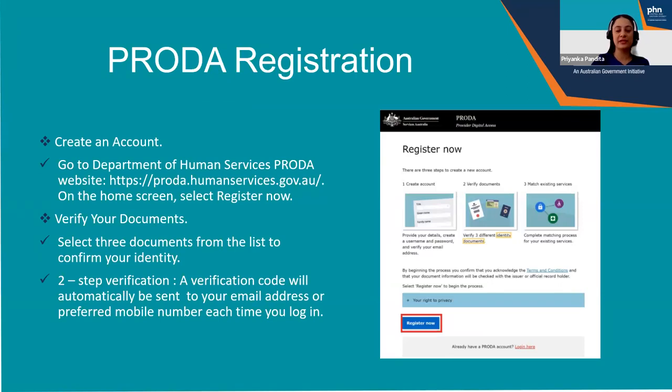And for those who do not have a PRODA account, you can create one by going on the Human Services website. It's going to ask for your identification documents. That can be your Medicare card, your passport. So you need to supply 3 documents, and the list is on the website. And after you submit the documentation and everything is set, there will be a 2-step authentication. So you'll need to have an email address or a phone number that PRODA will send your one-time passwords to for login.